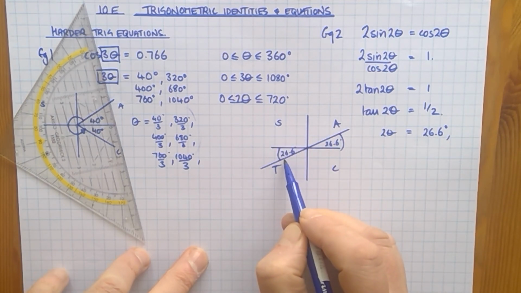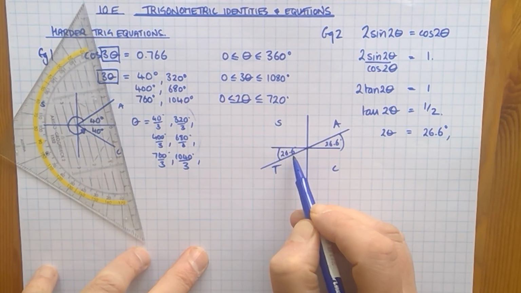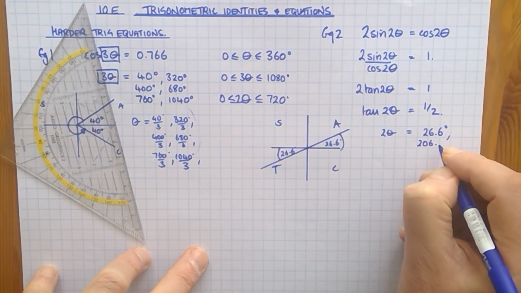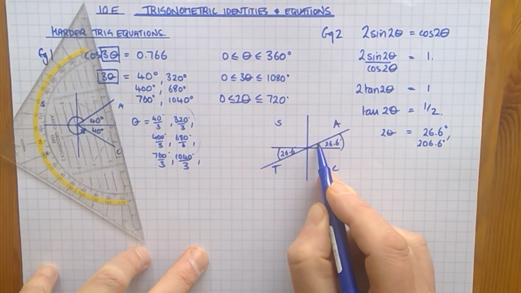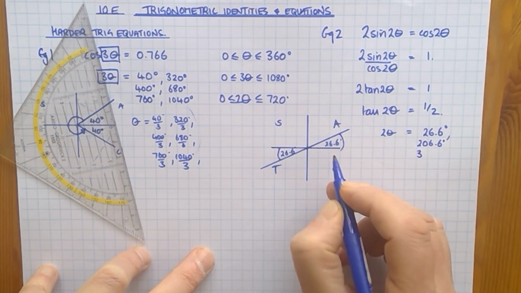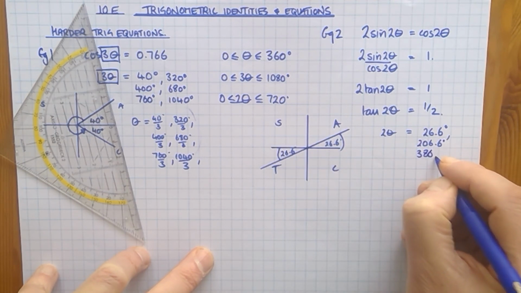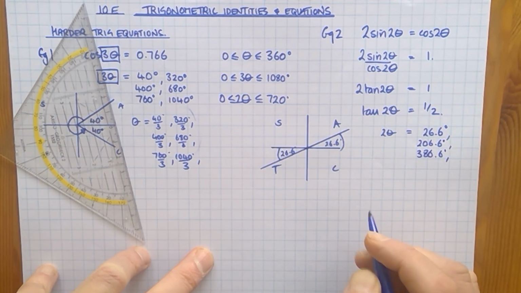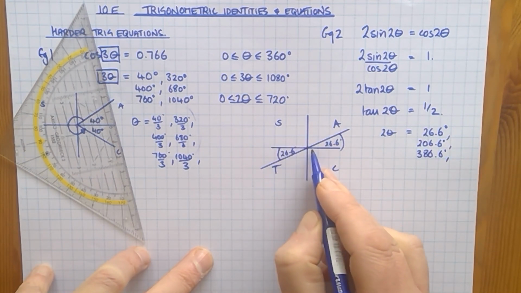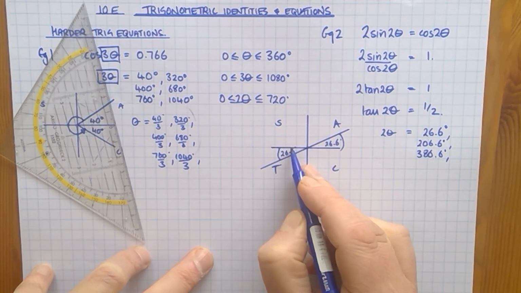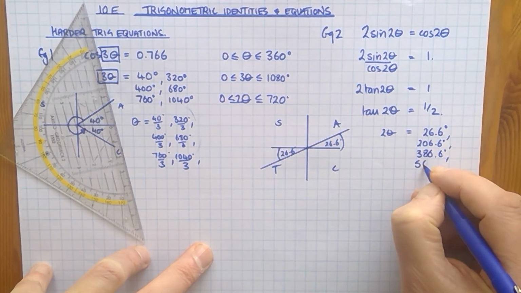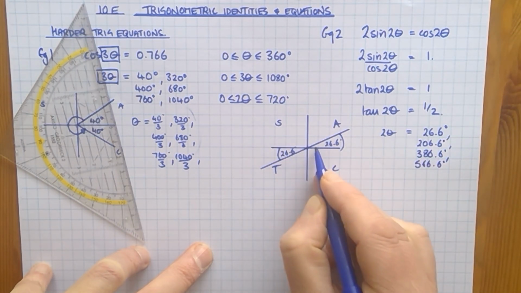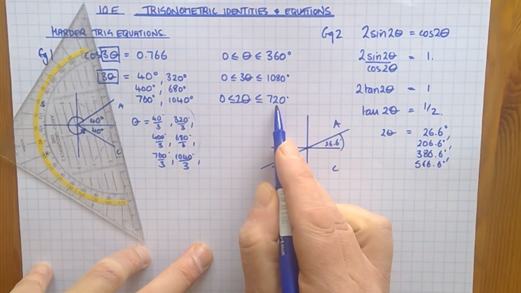The second value is this one here, so that's 180 plus 26.6, 206.6. Then I do a complete turn, add the 26.6, so that's going to be 360 plus 26.6, which is 386.6. And there's one more value, that's 540 plus 26.6, which is 566.6. Any more values going around and round here will take me beyond the 720.